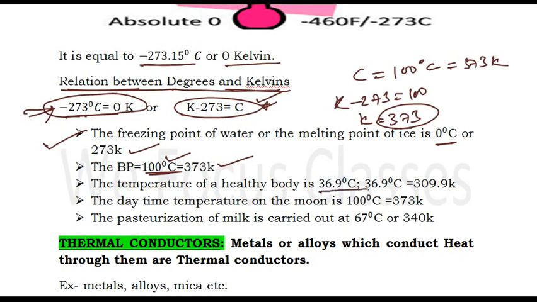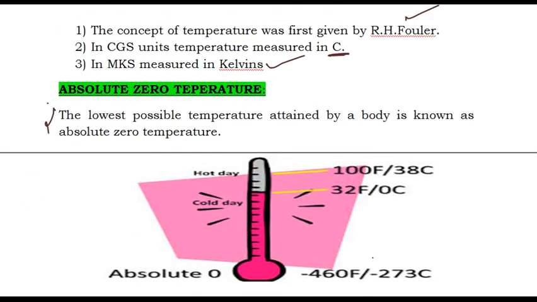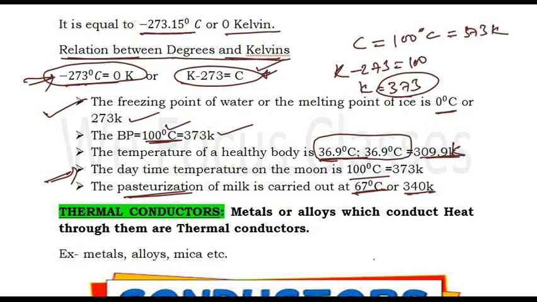And the temperature of a healthy human is nothing but 36.9 degrees centigrade. This is the body temperature of a healthy human. If you convert it into kelvins, it will become 309.9 Kelvin. The daytime temperature on the moon is nothing but 100 degrees centigrade, that is 373 Kelvin. And pasteurization of milk is carried out at 67 degrees centigrade, which in kelvins is nothing but 340 kelvins. So this is what we need to know about temperature, friends. The important thing here is the relation between degrees and Kelvin, that is, K minus 273 is nothing but C.